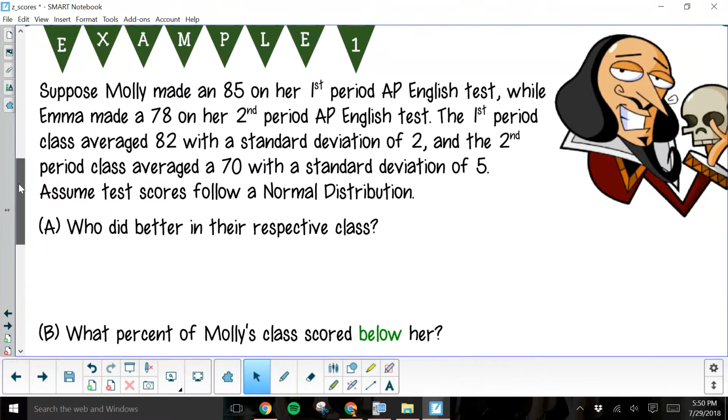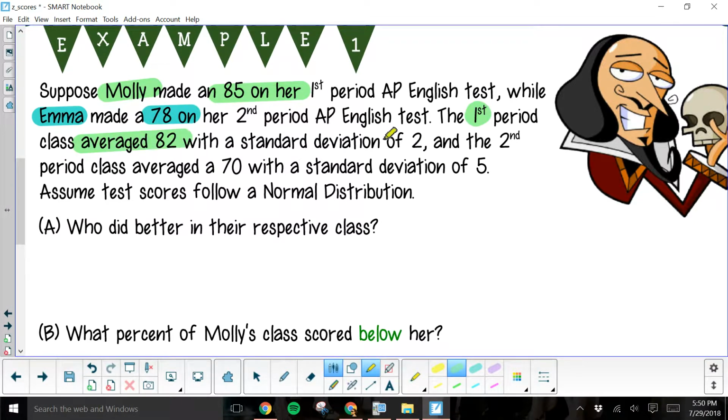So let's try it with some context. Let's take a look at Emma and Molly, who recently took a test in their class. So we have Molly, sweet Molly, made an 85 on her test. And then we have down here sweet Emma, she made a 78. Ooh, that already seems like Molly way outperformed Emma. However, let's take into account their classes because Molly is in first period, and first period had an average of 82 on the test, give or take 2 points. Whereas Emma is in second period, her class averaged 70, and her deviation was 5 points in that class.